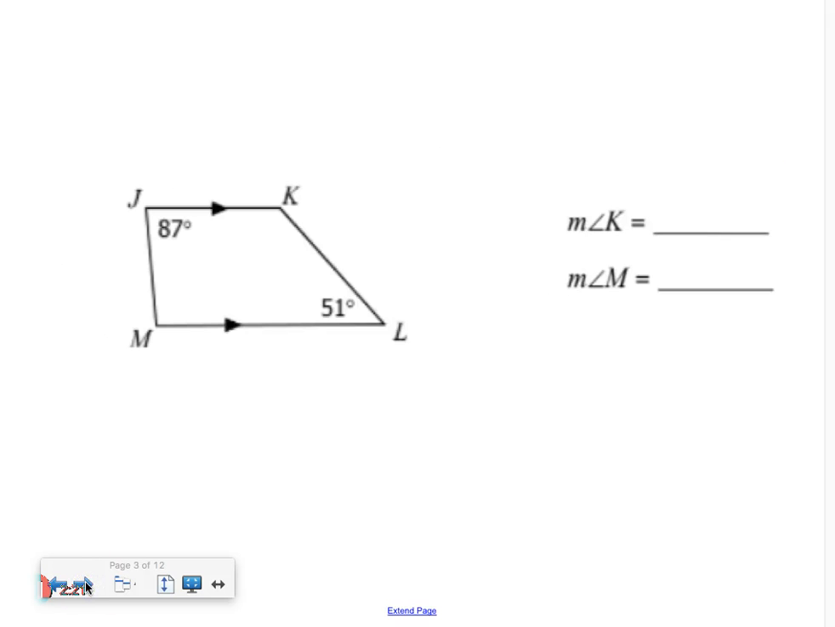Okay, so let's try to find some missing angles. Let's just practice. What kind of trapezoid is this? Isosceles or non-isosceles? Non-isosceles. Perfect. And just remember, these angles on top of each other have to add to 180.